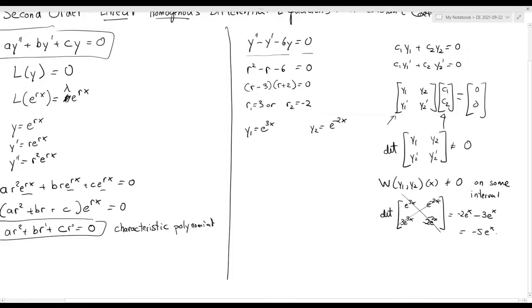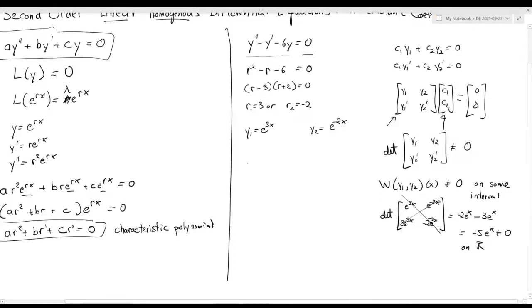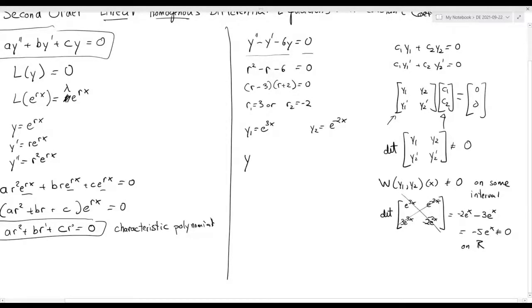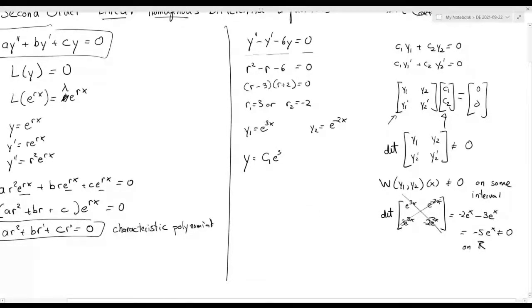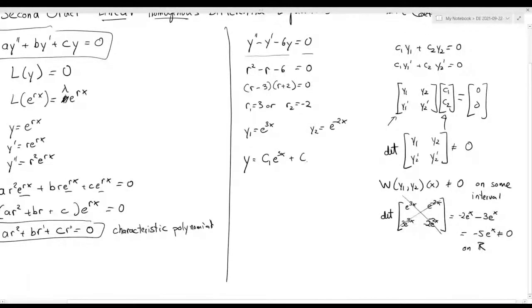All we care about is that it's non-zero. It's non-zero on the whole number line, on R, so any initial value will work here. Okay, so we have linearly independent solutions. And as you mentioned, the general solution to the homogeneous equation is just a combination of y1 and y2.